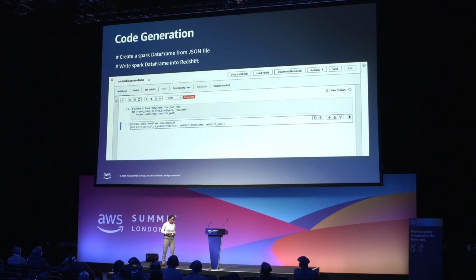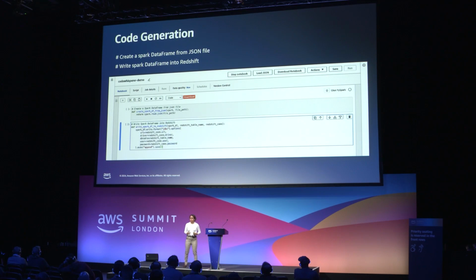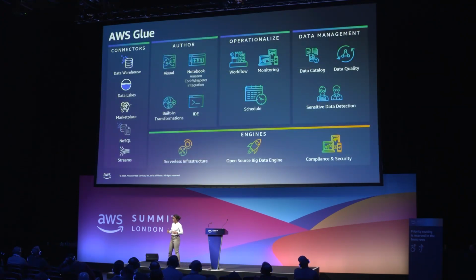Let's see the example here. This is the PySpark code. We want to transform JSON to data frame and store in Redshift. What you need to do is just write in simple, plain English. CodeWhisperer generates the code for you.